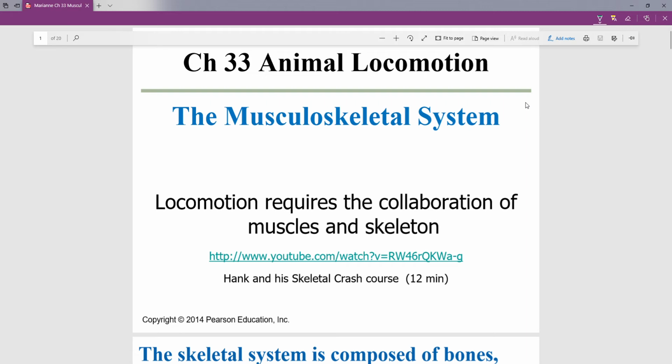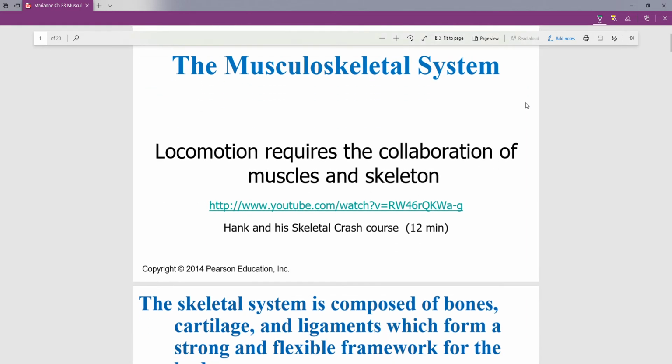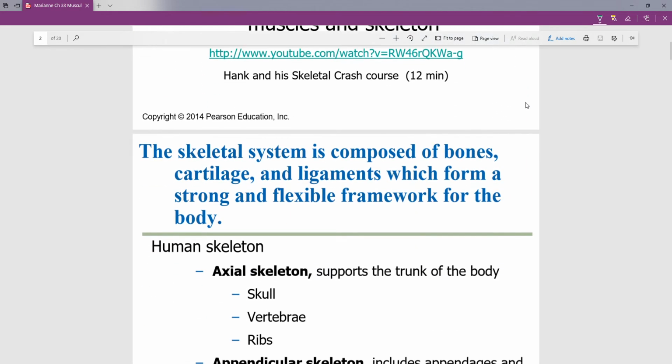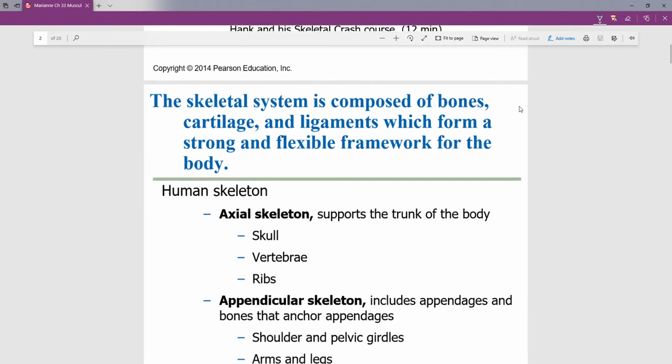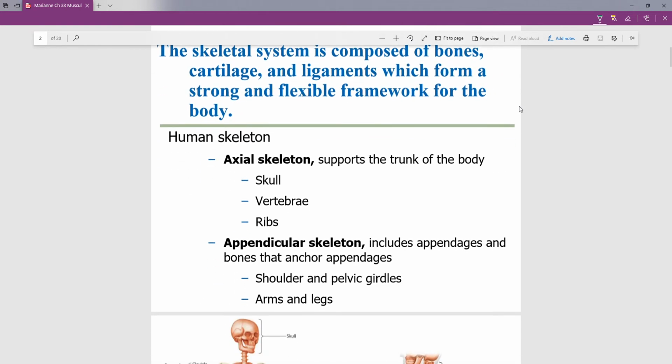A lot of this information is stuff that you know because you're quite familiar with your skeletal system and your muscular system. Oftentimes we understand things about our bodies because of things going wrong, but it does lead to a better understanding of how our body works or should work.